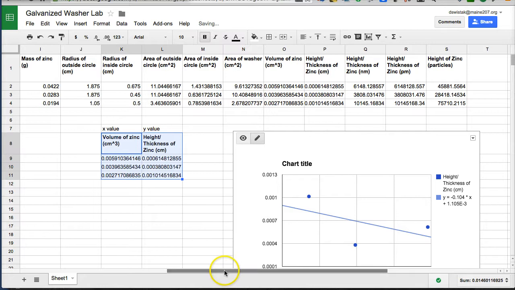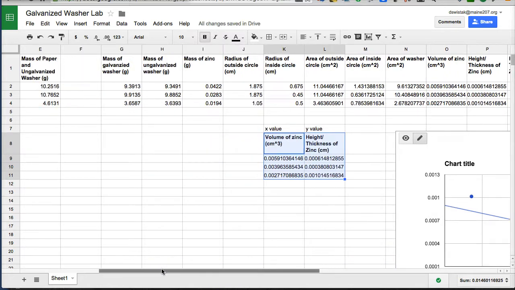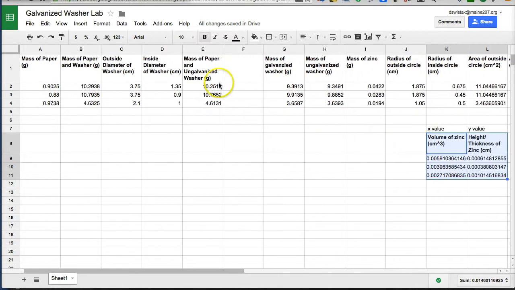If you're still struggling with these formulas, let me show you where we got all these formulas from. So again, the mass of the galvanized washer, if I double click on that, you'll notice that we talked about this in class, is the paper and the washer minus the paper, which is exactly how you should have covered it in class. If I double click on this ungalvanized, it's just the ungalvanized washer minus the paper. The mass of the zinc then was just the galvanized minus the ungalvanized, because we took off the zinc with the acid. The radius is just the diameter of the outside washer divided by 2. The radius of the inside circle is just this divided by 2.